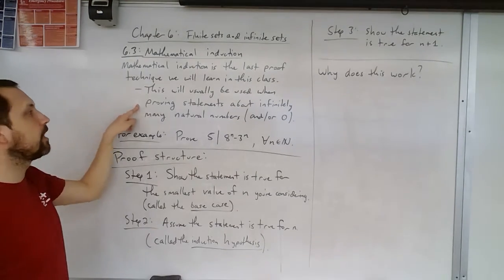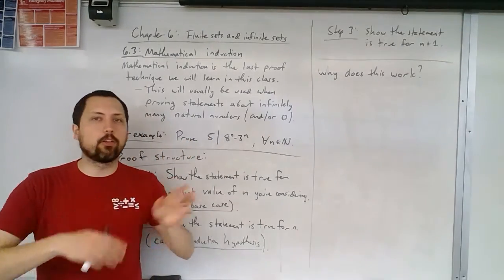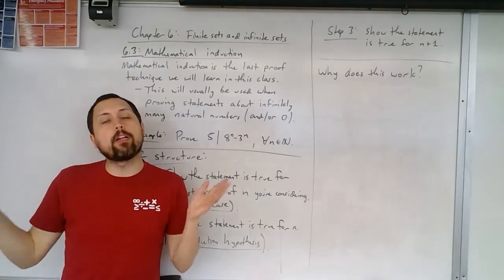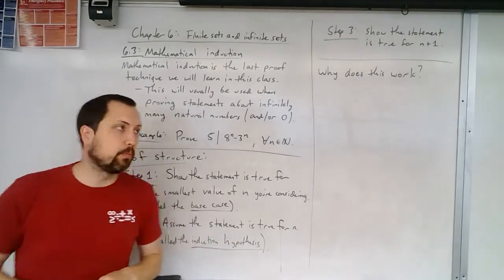Now, the thing that's going to be special about this is that it is going to be used when proving statements about infinitely many natural numbers and/or zero. Maybe you could include, say, negative 1 and 0 in these, but basically you're looking at a whole bunch of natural numbers, an infinite number of these, and we'd like to prove that they are true.